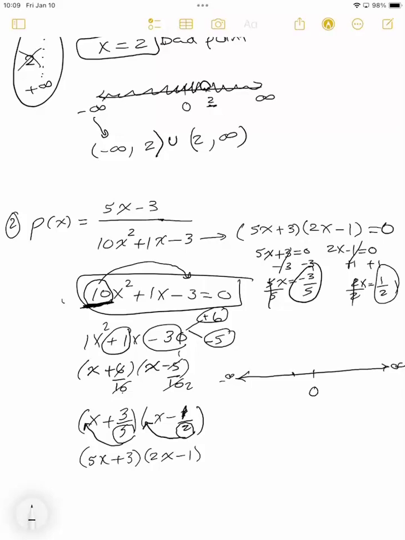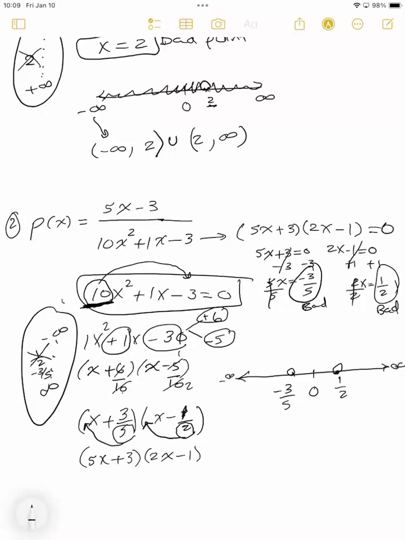Just randomly pick a point on the left for negative 3/5. Positive 1/2 goes to the right. Randomly pick a number for positive 1/2. These are your bad points. You can pick anything from negative infinity to positive infinity, except those 2 points for x. These are the numbers you cannot pick for input.